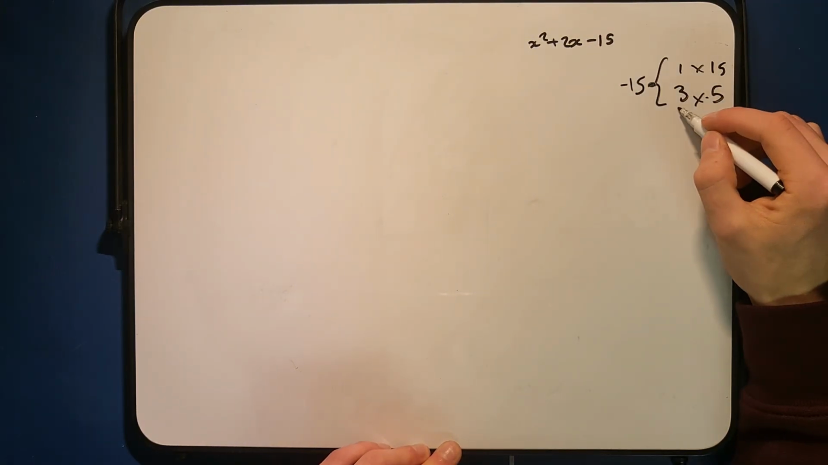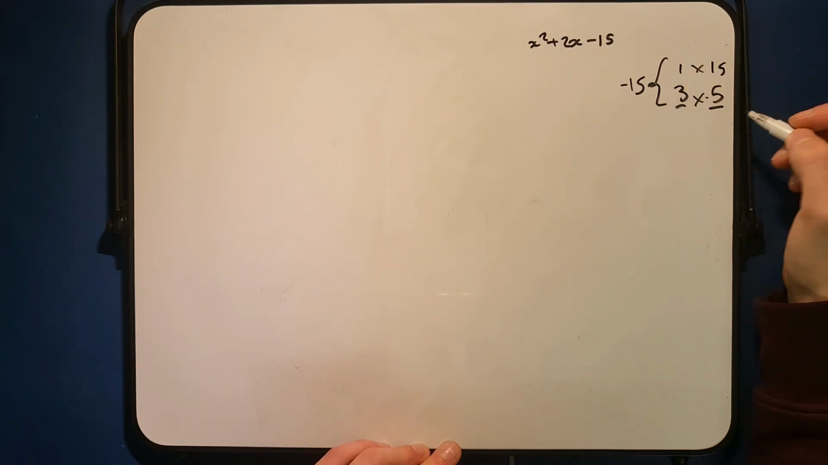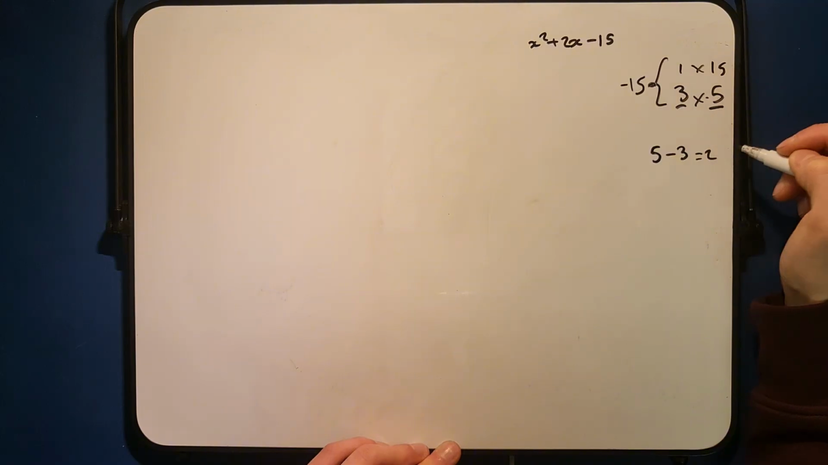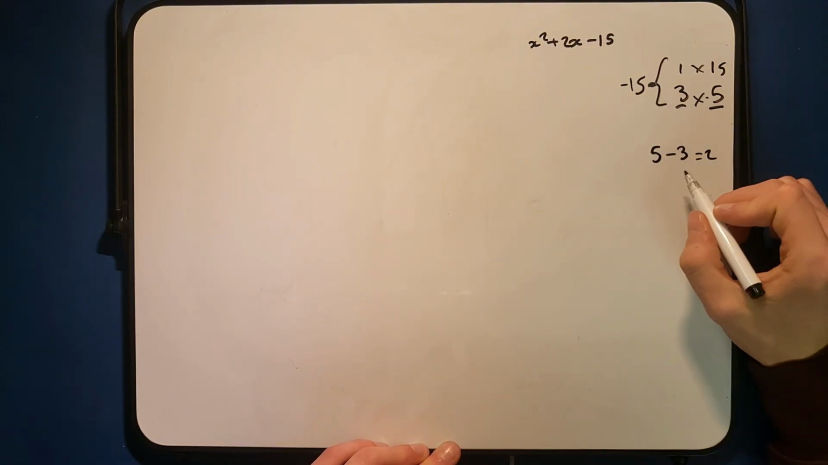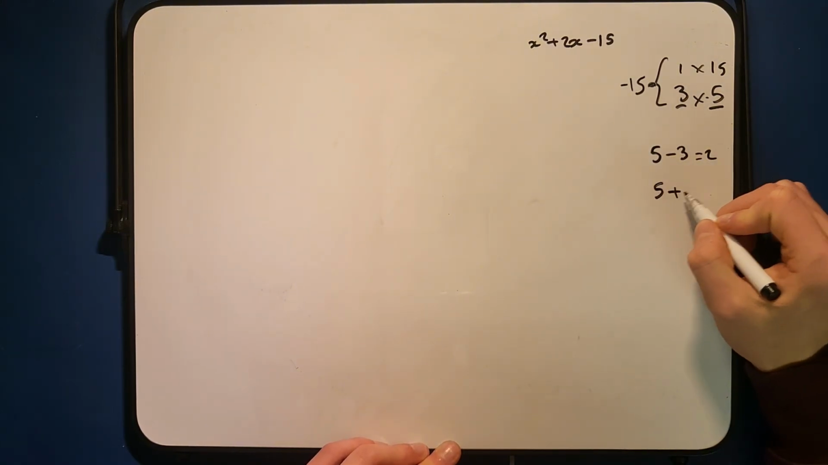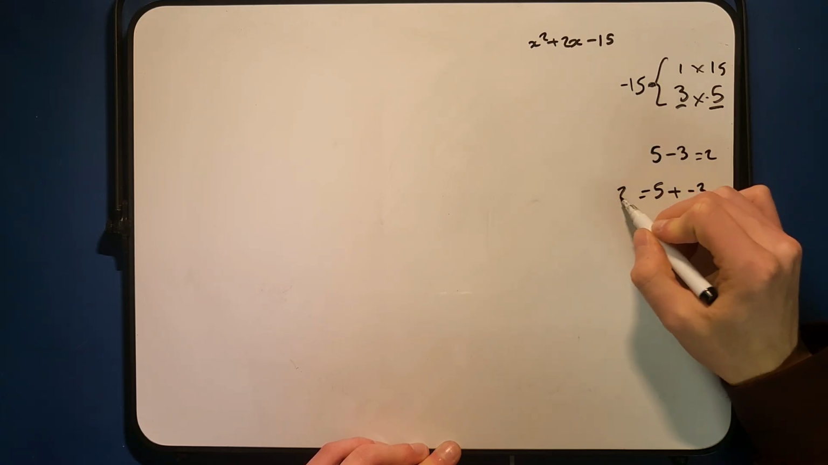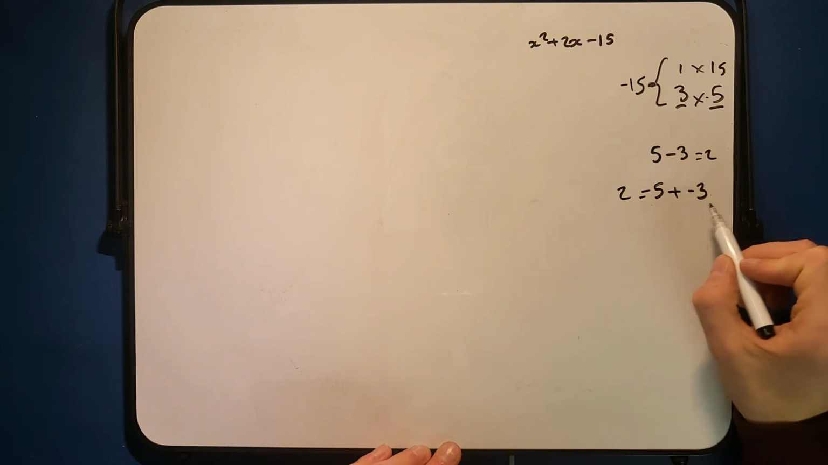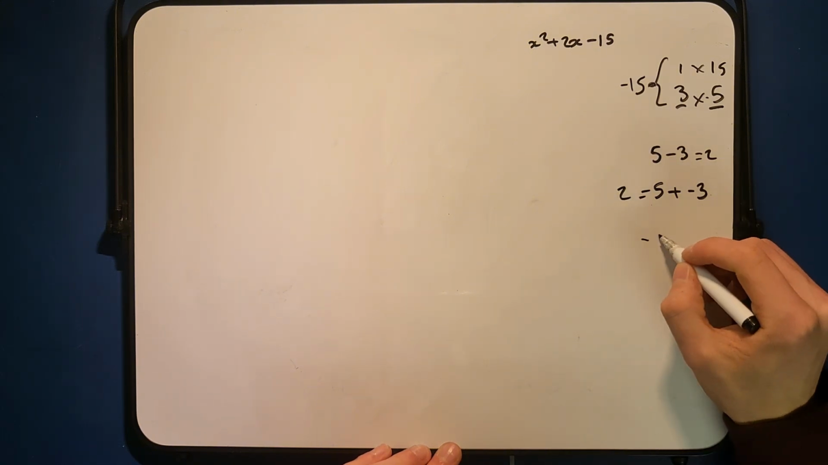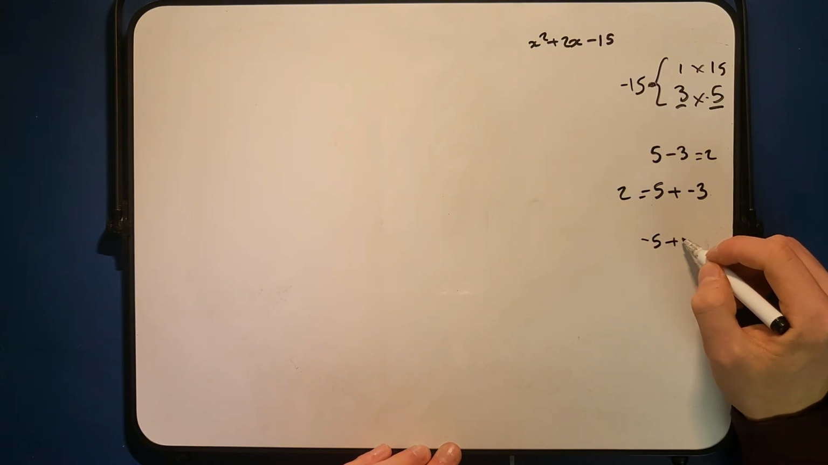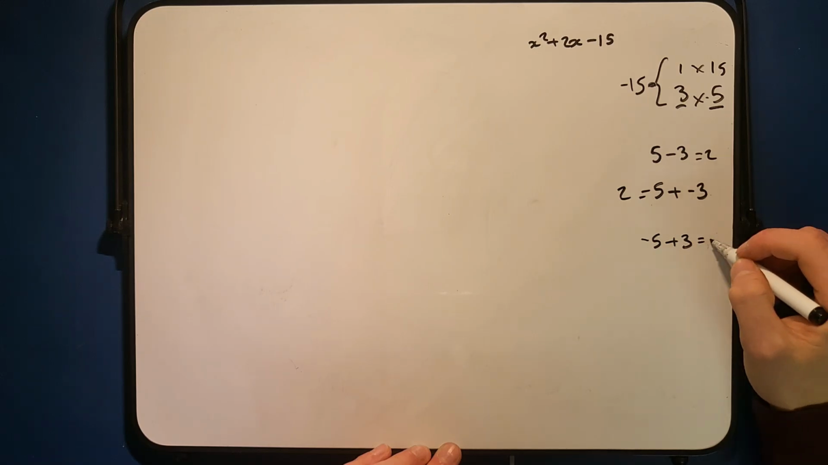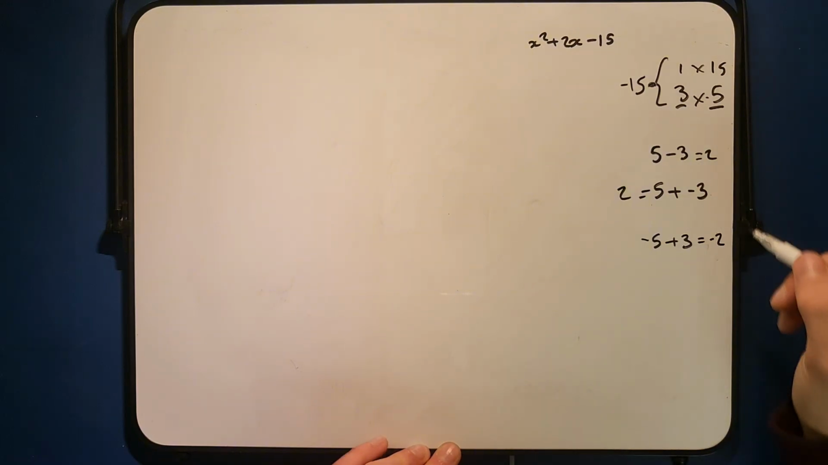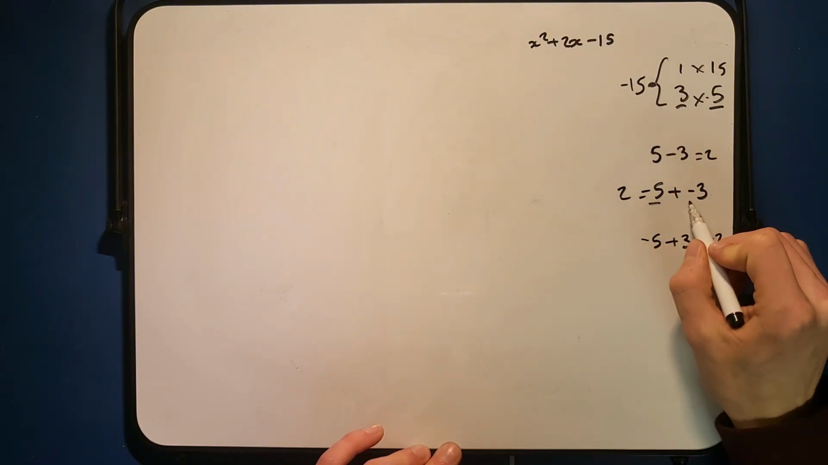So if we take a look at this 3 and 5 here, we notice that if we have 5 minus 3, we get 2. All right, so the sum of 5 plus minus 3 will give us 2. So our two factors will have to be 5 and minus 3 then. Because if we have minus 5 plus 3, that will give us only minus 2, and that is not the same as positive 2. So let's go with our two factors here, 5 and minus 3.